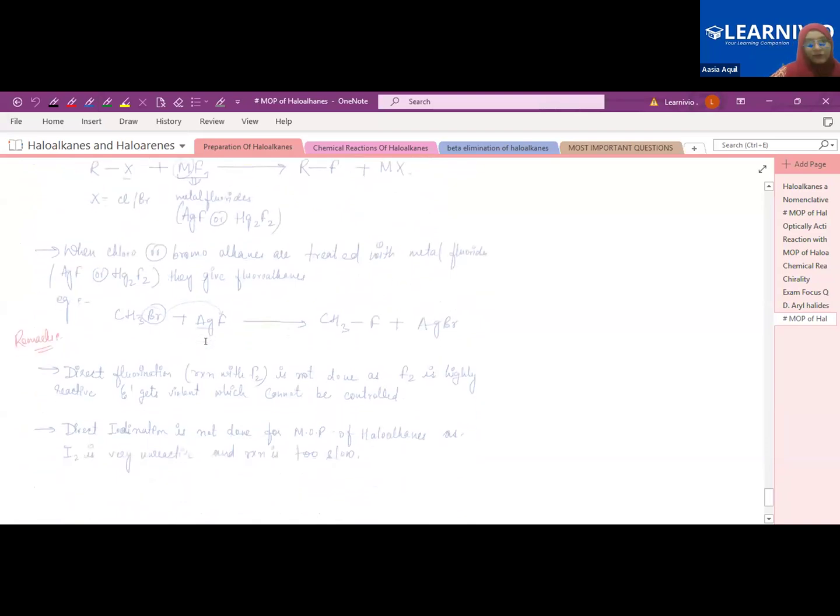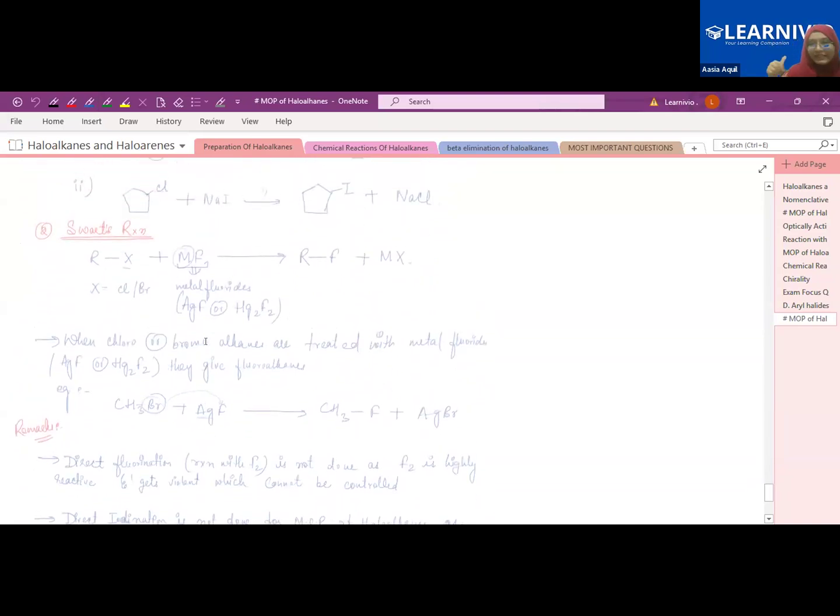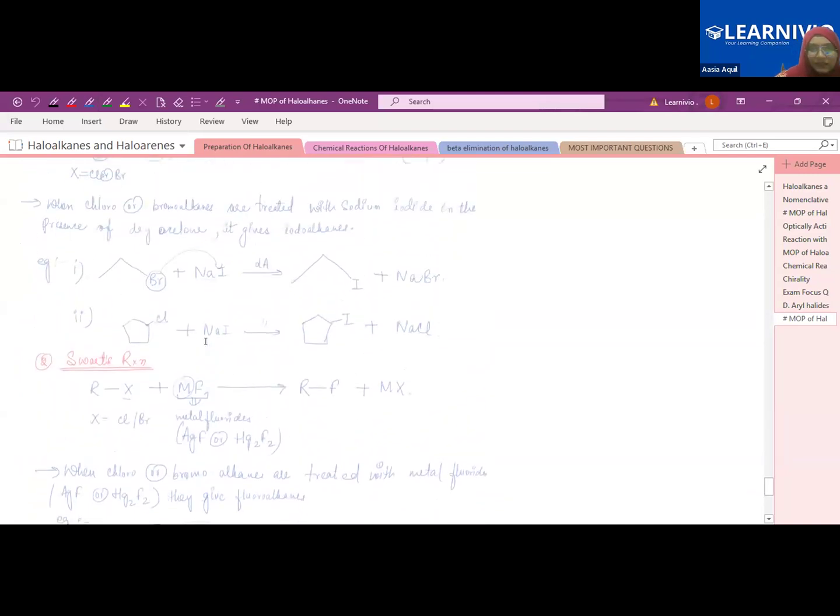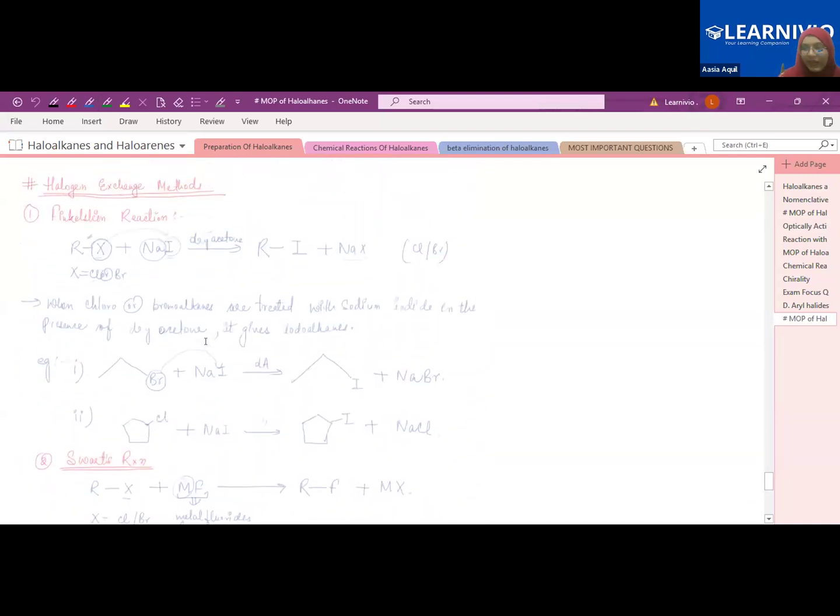Okay, so basically, we were discussing the halogen exchange method, right? There are three halogen exchange methods. These are all methods of preparation of haloalkanes. So the first method was the Finkelstein reaction. This reaction is very, very important.